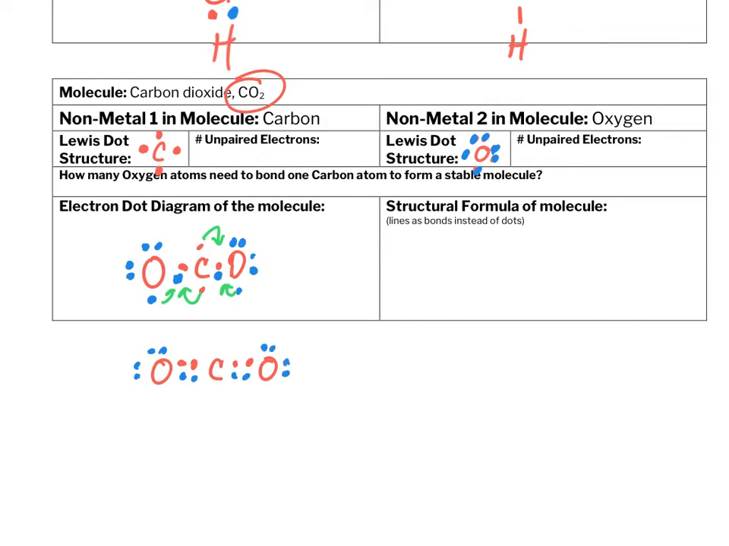All right, now if we do it with the dashes, we got 2 dashes for the double, and then those lone pairs are still out there for the oxygen. 2 dashes to each oxygen, and some lone pairs out there as well. All right, we could draw it like that too.